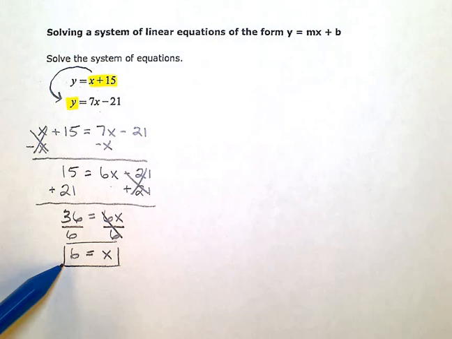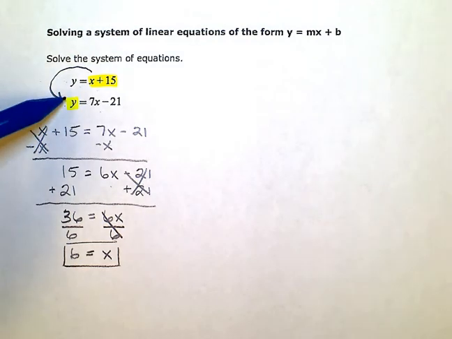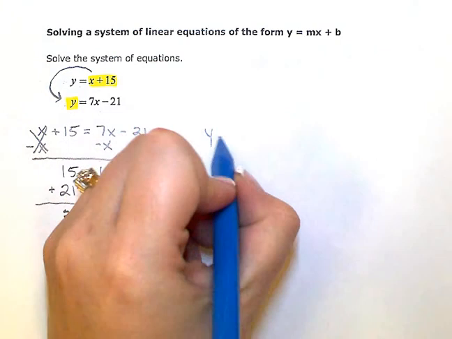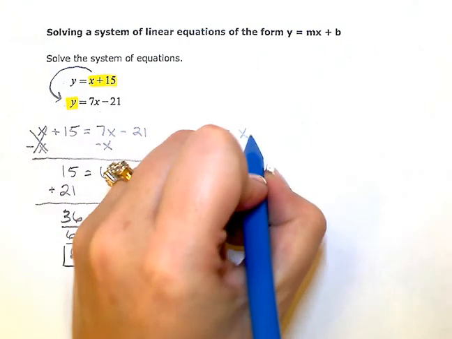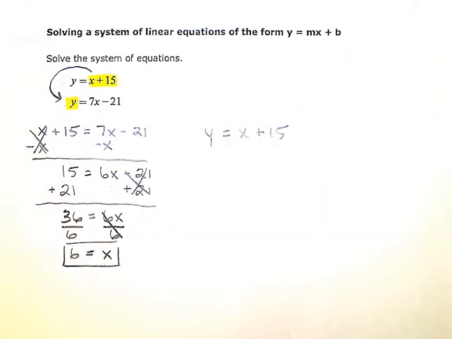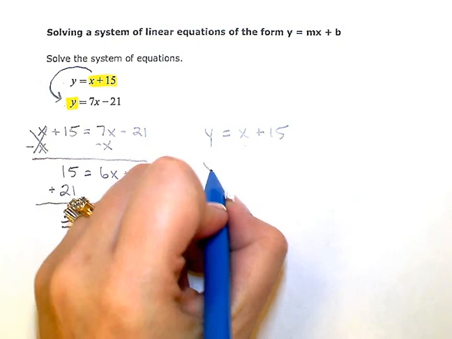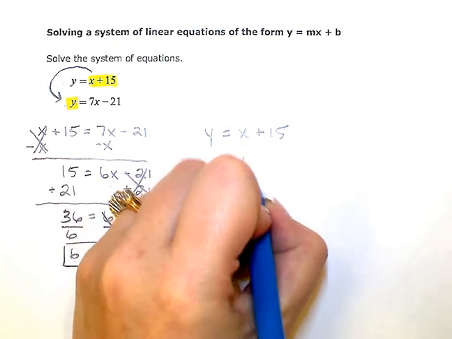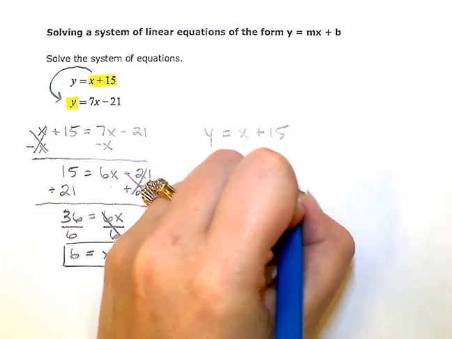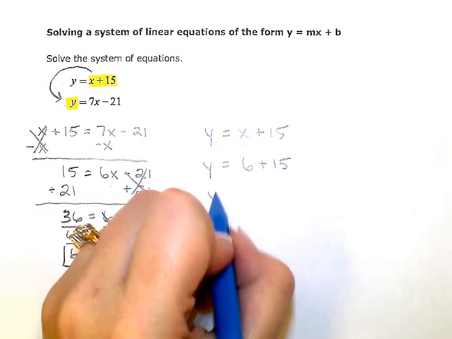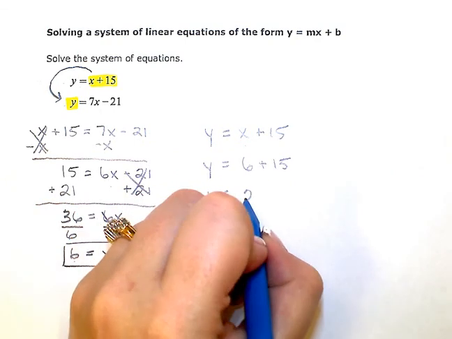But now I need to get the y value. So I'm going to go up to either one of these. I could pick either one I wanted to. I'm just going to use the first one because it's listed first. But now that I know what x is, I'm just going to take this 6 and plug it in for x to get my y value. So y equals 6 plus 15. And when I simplify, y is 21.